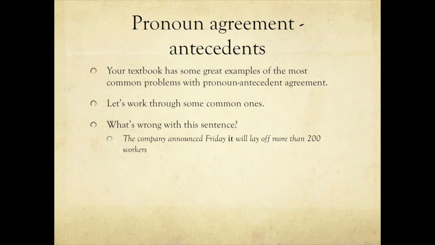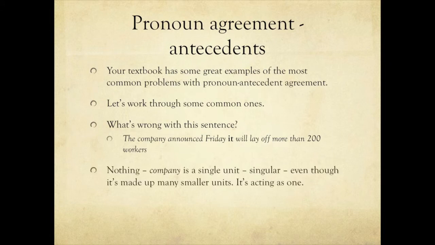So here, the subject is company. It's making an announcement that it's going to lay off more than 200 workers. So what's wrong with this, other than the fact that there's no period apparently there? What is wrong with this sentence? Check out this pronoun that I bolded, "it." What do you think might be wrong with that? Well, nothing's wrong with it actually, because company is acting as a single unit in this sentence. Here we have just the company, as a whole, as one, putting this announcement out. So we wouldn't change it to "they," which is a pronoun that takes a plural antecedent. "It" is a singular pronoun. Okay?